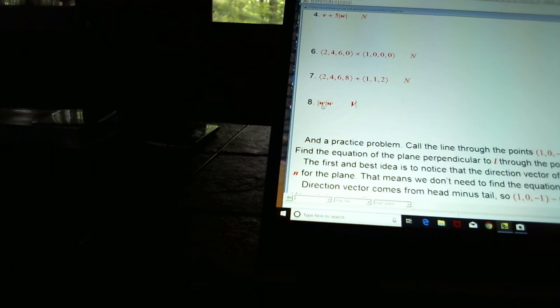Number 8, we have a 3-dimensional vector, but its length, so the magnitude of the 3-dimensional vector, and then there's no symbol here, so that's multiplication. A scalar times a vector is fine. It just takes this number, the length of that vector, times the vector itself. Perfectly legal, so that would be a vector.